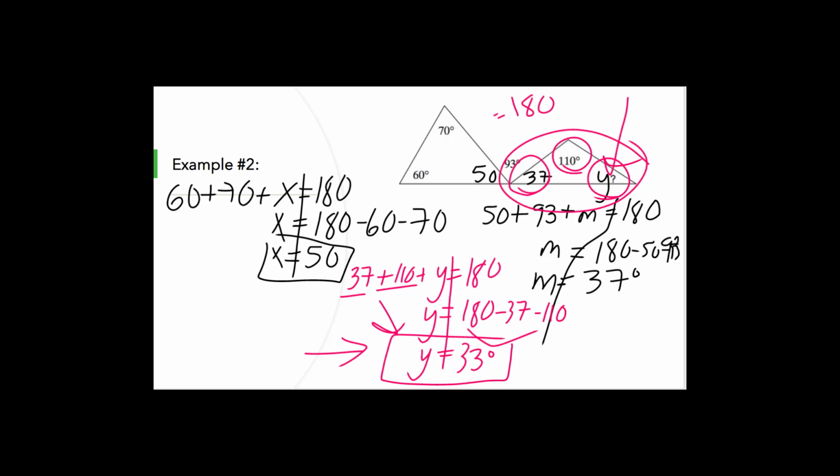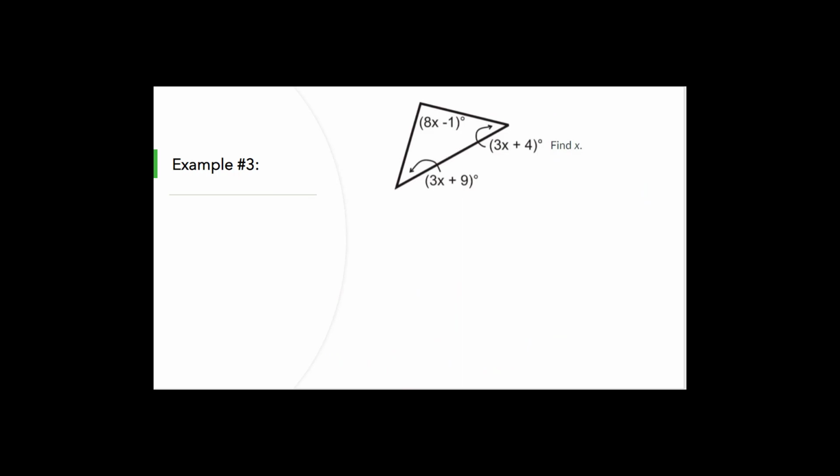All right, the next problem. If you have this type of problem and the question is about finding x, it's actually very simple because you know that the three angles 1, 2, and 3 together equal 180. So you're going to write a big formula.